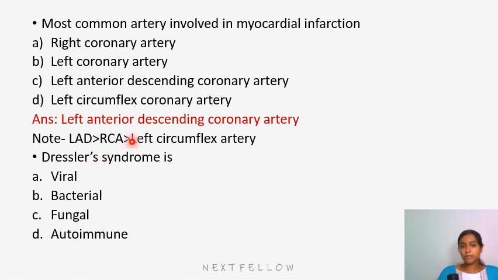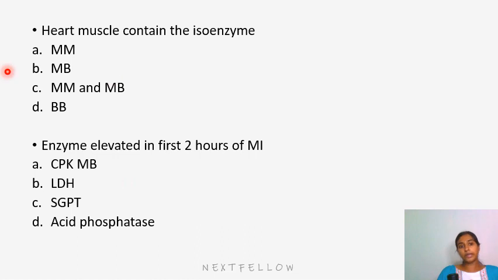Next is Dressler syndrome. Dressler syndrome is nothing but a pericarditis which is seen as a complication following an MI. This is of autoimmune origin. Okay, so the antibodies are formed against the damaged myocardium. Next question, the heart muscle contains which isoenzyme? Creatine kinase has 3 isoenzymes. In the heart, 2 isoenzymes are found, that is MM as well as MB. So the answer is MM as well as MB.